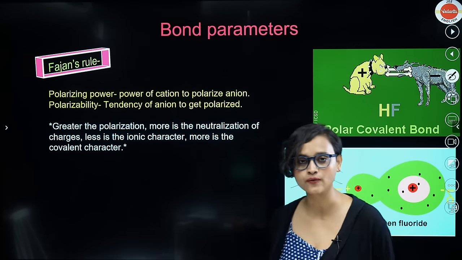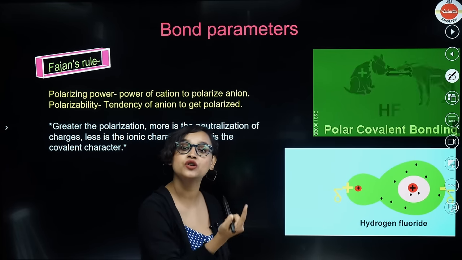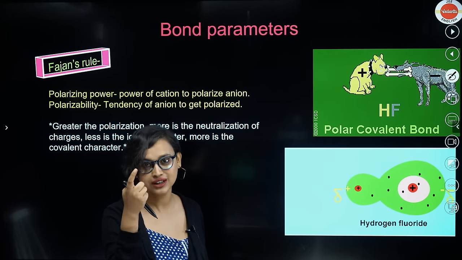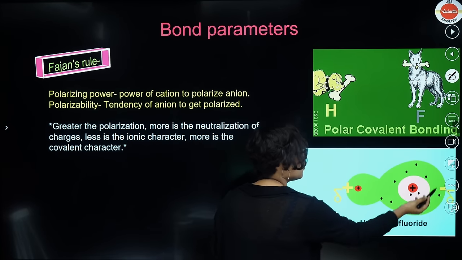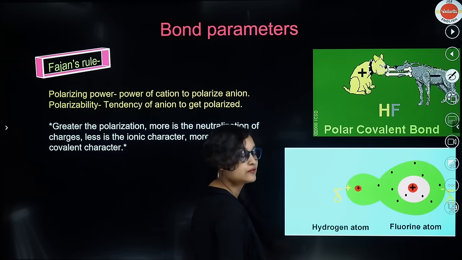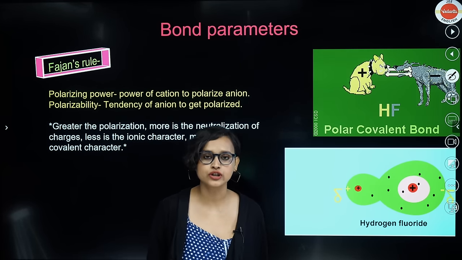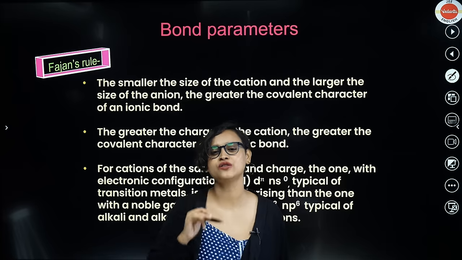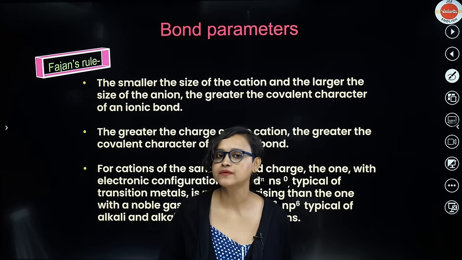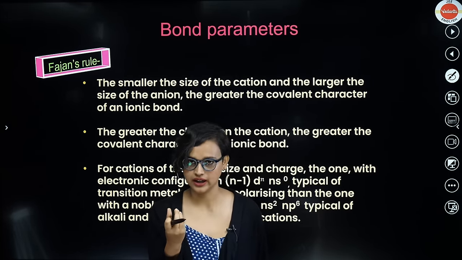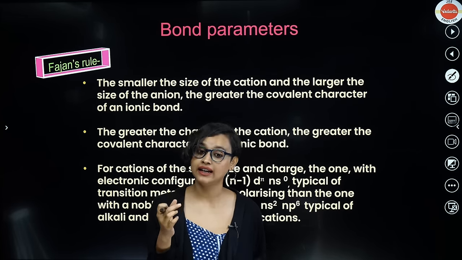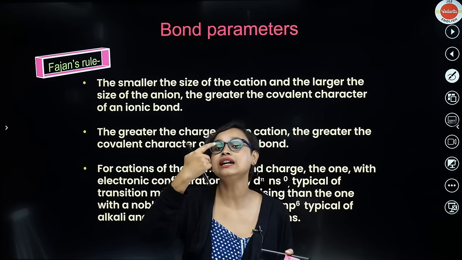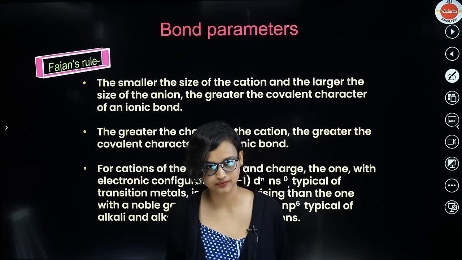Hydrogen could not pull electrons from fluorine, though. But fluorine did, because fluorine is more electronegative. Fluorine wants to gain an electron easily, right? Because it wants to attain the octet. So here what is happening? More polarization by fluorine. Fluorine can polarize the hydrogen atom. Getting my point? Now that you have understood all of these, let's understand what Fajans said. Fajans said that if the cation is very small in size, and the anion size is big, then the covalent character of an ionic bond will be more.